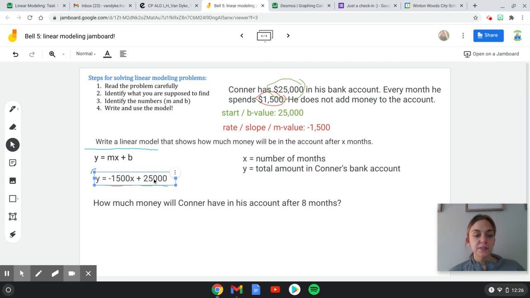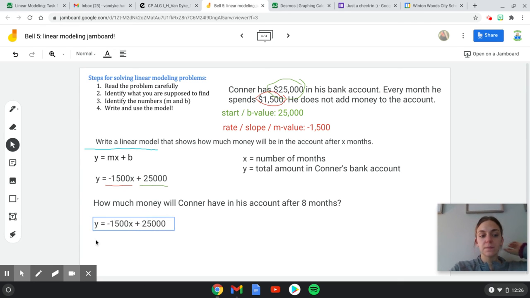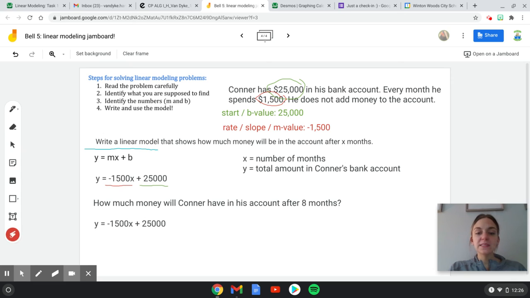Great. So now I just need to use my equation that I just wrote to figure out how much money he'll have left in his account after 8 months. So the problem is giving me 8 months, or the problem is giving me my X value, the number of months. So all I have to do is plug in 8 for X and leave everything else the same.